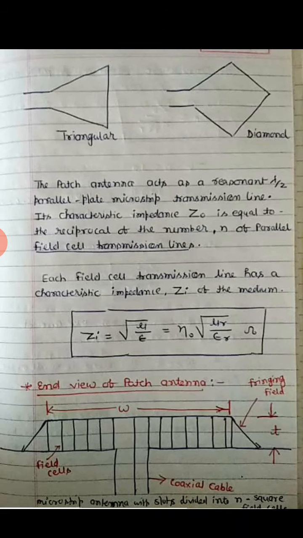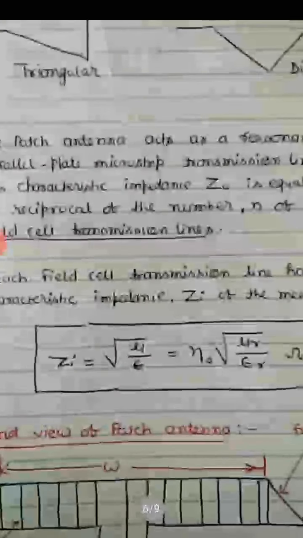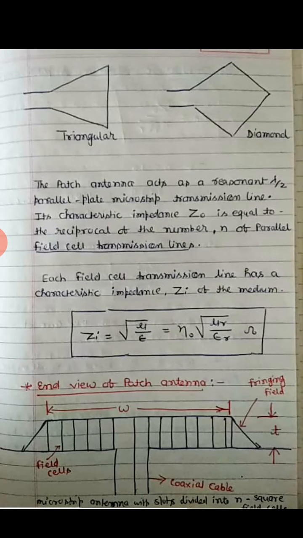The patch antenna acts as a resonant lambda by 2 parallel plate strip transmission line. Its characteristic impedance Z naught is the reciprocal of the number n of parallel field cell transmission lines. Each field cell transmission line has a characteristic impedance Zi of the medium, and Zi can be given as under root of mu by epsilon.